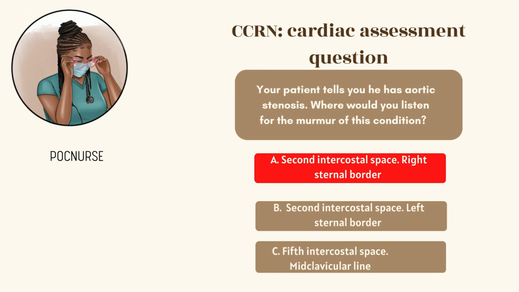So the answer is A, second intercostal space, right sternal border. That is where you would listen for the murmur of the aortic valve. And the murmur could be stenotic in nature or it could be regurgitant in nature. You will still listen at the same place. Let's do a few more questions.